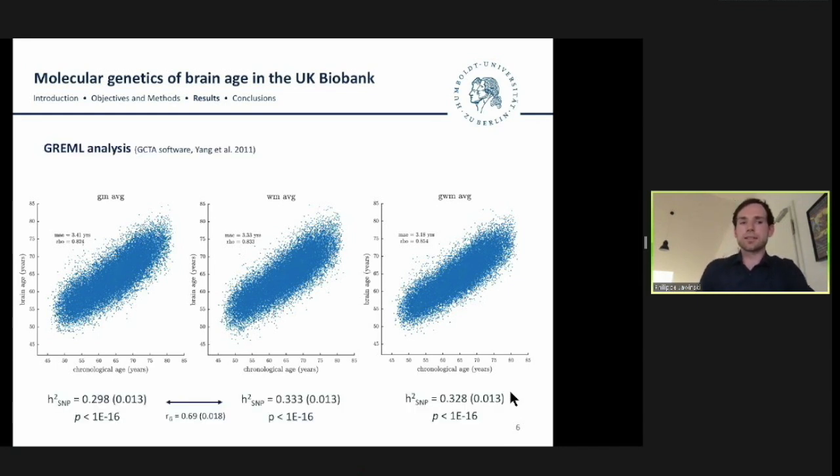So we conducted a so-called GREML analysis. This genetic restricted maximum likelihood analysis revealed that there is a SNP-based heritability of about 30% for gray matter, 33% heritability for the white matter brain age estimates, and again about 33% for the combined gray and white matter brain age estimates. So this analysis reveals a substantial genetic component for the brain age phenotype, and this is a very good basis to identify single genetic variants.